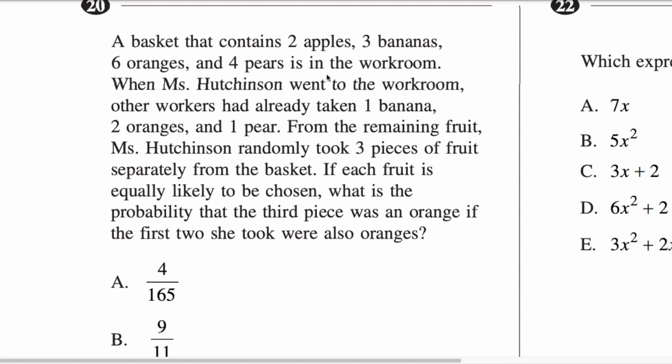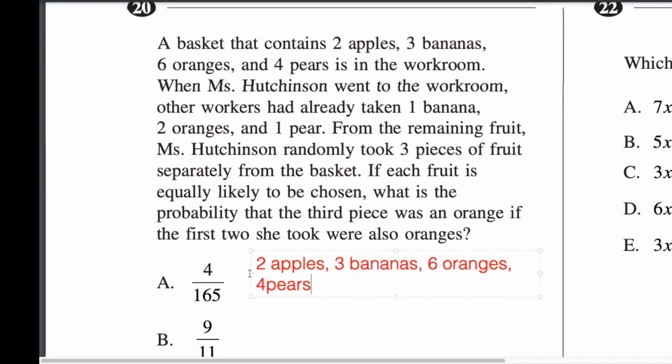This question is long and looks really complicated, but it is not. It is a probability question. When she is choosing the third one, how many total fruits were there and how many oranges were there? If we can find that, we can solve this problem. At the beginning, there were 2 apples, 3 bananas, 6 oranges, and 4 pears. Now, 1 banana was taken, 2 oranges, and 1 pear was taken.